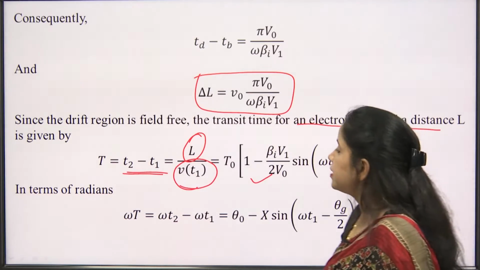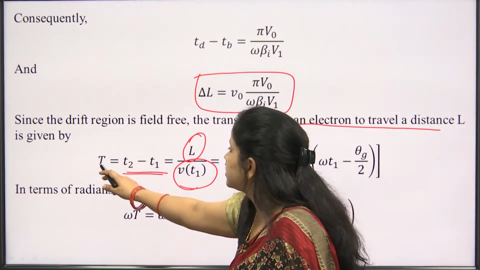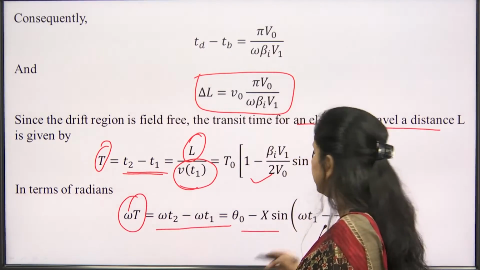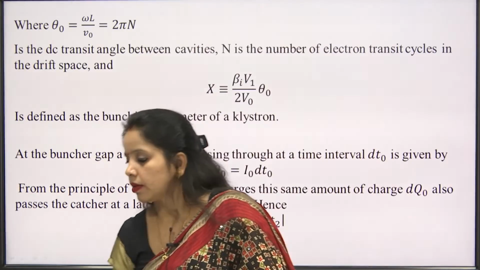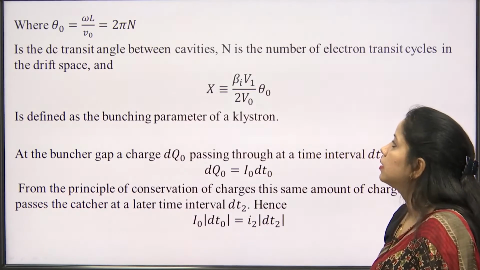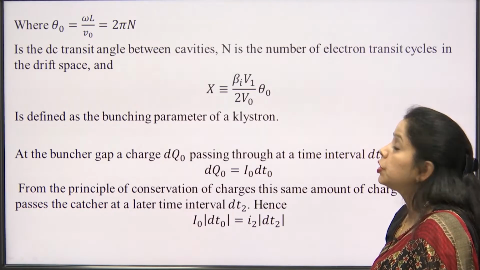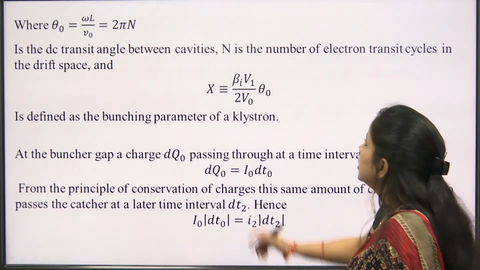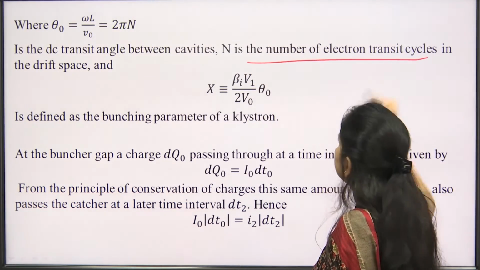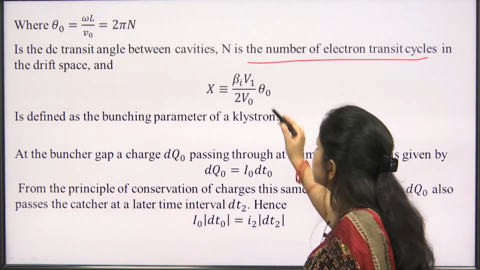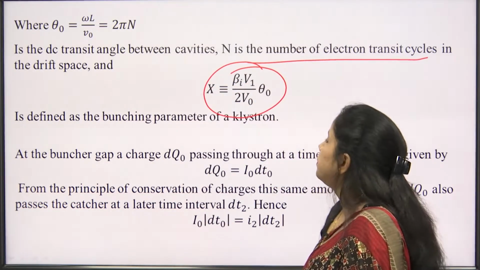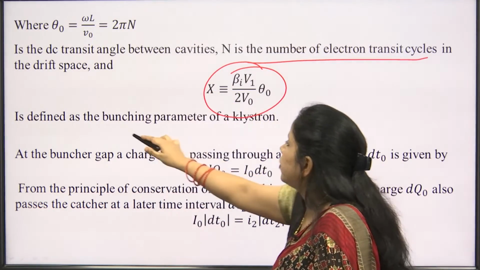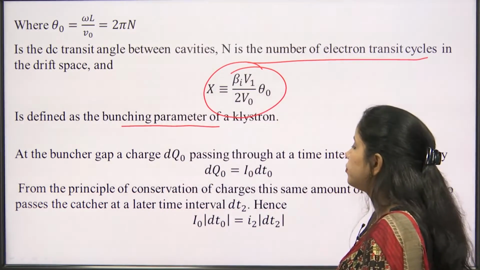In terms of radians, this T is multiplied with omega and the final expression we get is like this, where theta naught is omega L upon V naught, which is equal to 2 pi n, the DC transit angle between the cavities, n is the number of electron transit cycles in the drift space, and x is given by beta I V1 upon 2 V naught times theta naught, and this x is our bunching parameter of the electron.